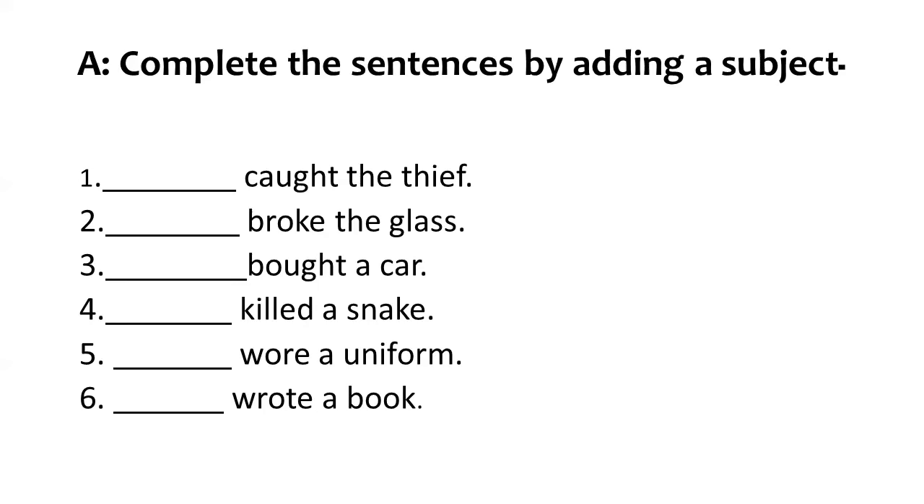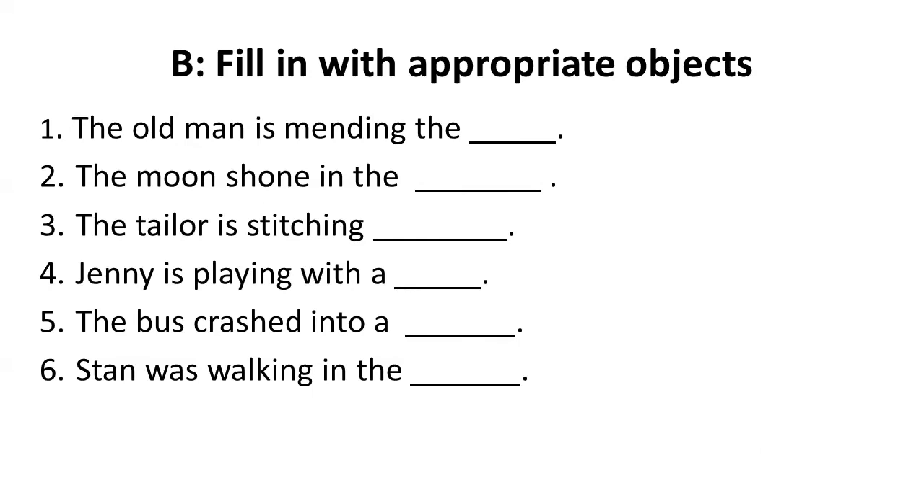Come to exercise B. Exercise B asks you to fill the blanks with appropriate objects. You are going to ask who is the receiver of the action. The old man is mending what? What is the old man mending? The answer must be a thing. In my opinion, he must be mending a shoe or some clothes or some wall or something. What in your opinion would be the answer? The moon shone in the sky or in the night. So you are going to complete these sentences one by one.